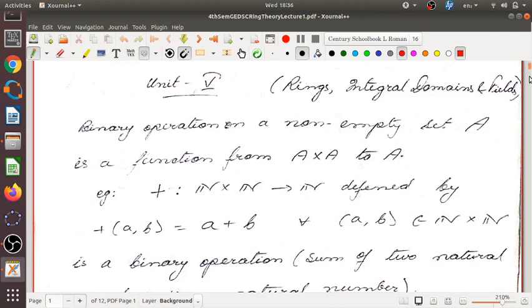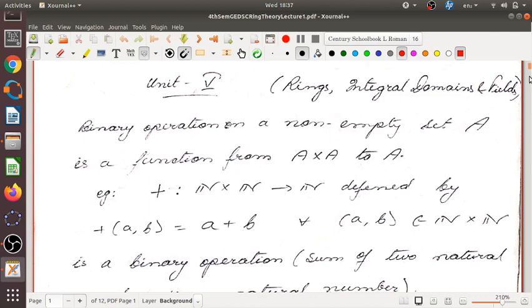A binary operation on a non-empty set A is a function from A cross A to A. So we need two elements from A and then we operate something on them, and the result that we get is also an element of A. If that happens, then we say that it's a binary operation.